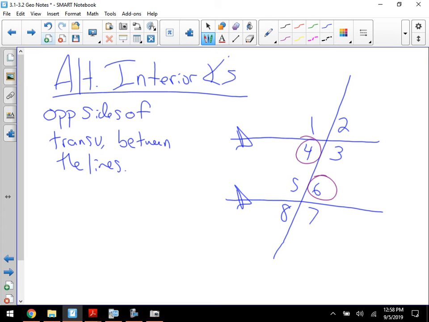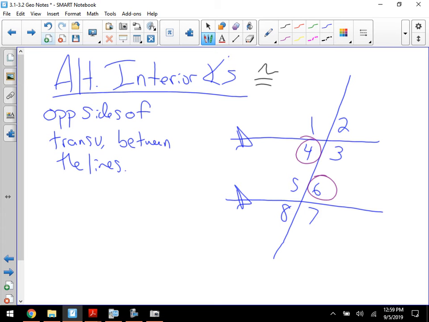4 and 6. See how they're in between the lines? On opposite sides. They alternate the transversal. They're in between, they're on the inside of the lines. And look at our numerical example on the whiteboard. If I look at the angles I have in the position of 4 and 6 over there, aren't those both 70? Oh, that means they're what? They're congruent. Alternate interior angles.